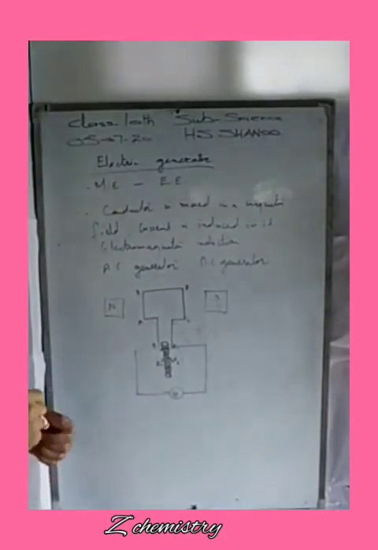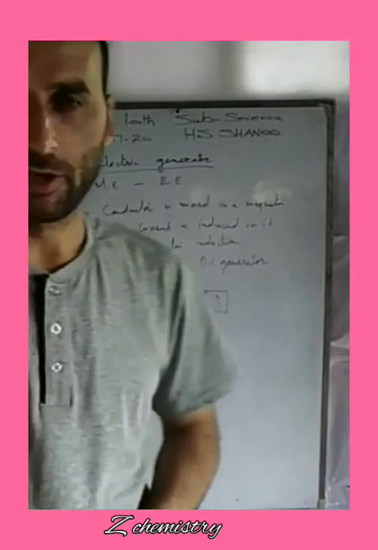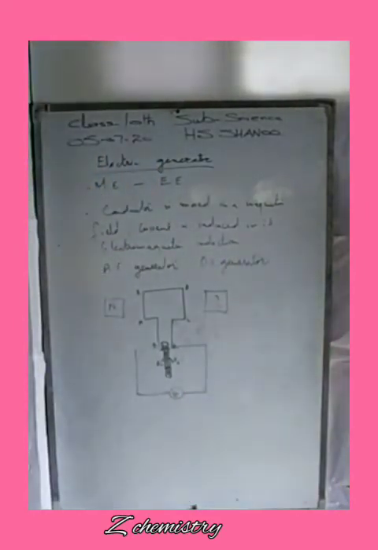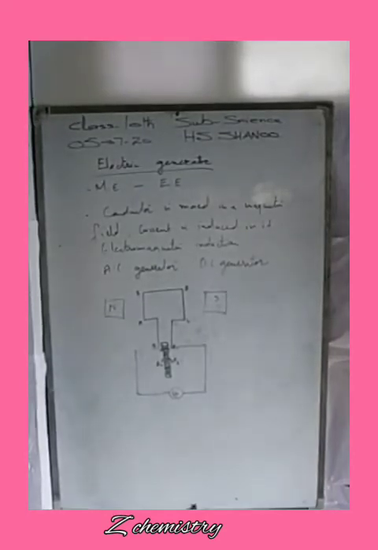Today we are going to discuss the next chapter, that is electric generator. Let's start with our topic. An electric generator is basically a device which converts mechanical energy into electrical energy. A device which converts mechanical energy into electrical energy is called an electric generator.